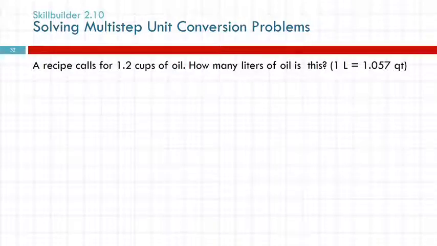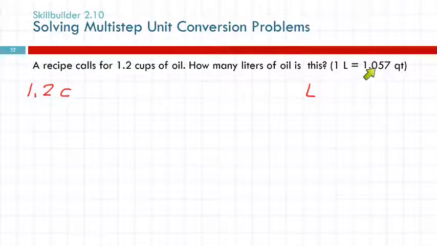Okay, so this problem has a few more words, but there's really only 1 number in it. And so that's probably what we're starting with, 1.2 cups. Recipe calls for this many cups of oil. How many liters? So liter is the question. We want to find that answer in liters. So we identified where we started, where we're going. Now we have to figure out how to get there.